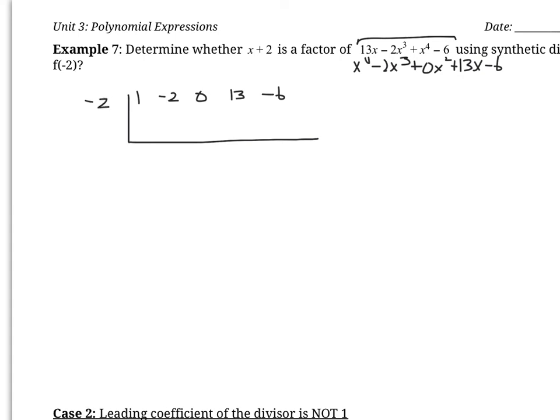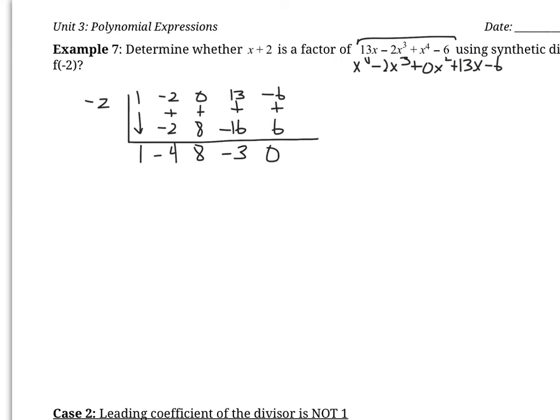Okay, so let's drop the 1, and then we're going to multiply negative 2 times 1. That's going to make negative 2. When we add those together, we're going to get negative 4. Then we've got negative 2 times negative 4. That's going to make positive 8. So we're going to add 0 plus 8, which is 8. And then we have negative 2 times 8 is going to be negative 16. Add those together and we'll get negative 3. And then finally negative 2 times negative 3, that's positive 6. And when we add those together we get 0.